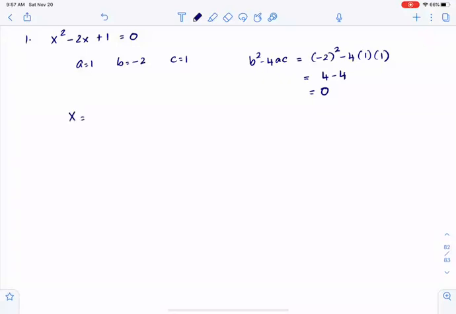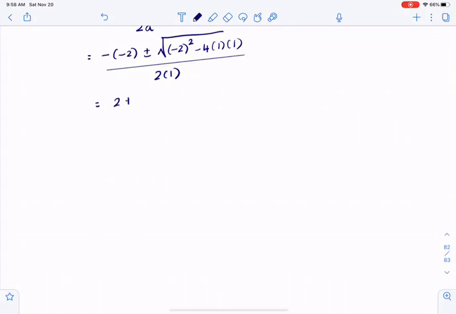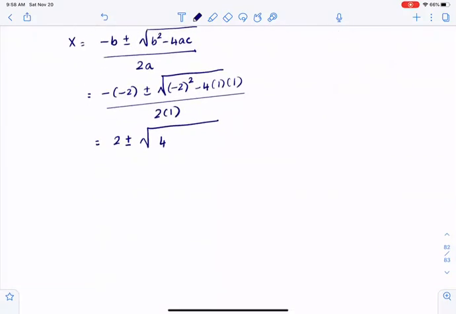So I'm going to plug the values in the quadratic formula. So minus b plus or minus square root of b squared minus 4ac divided by 2a. So minus of minus 2 plus or minus square root of minus 2 squared minus 4 times 1 times 1, divided by 2 times 1. Minus times minus 2 is plus 2, plus or minus square root of minus 2 squared is 4, minus 4, I'll get 0, divided by 2a, 2. So 2 plus or minus square root of 0.